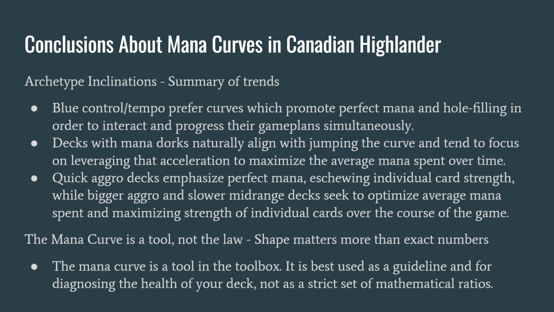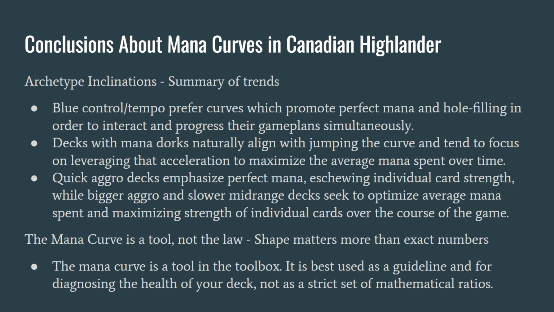Quick aggro decks like RDW or Blitz tend to emphasize perfect mana because they're eschewing individual card strength while trying to just basically kill their opponent before they have a chance to react. They're deploying a lot of 1 and 2 drops in the hope that they can just overwhelm their opponent very quickly, and they're hoping to outrace the sort of bigger value-oriented cards that other decks might play.